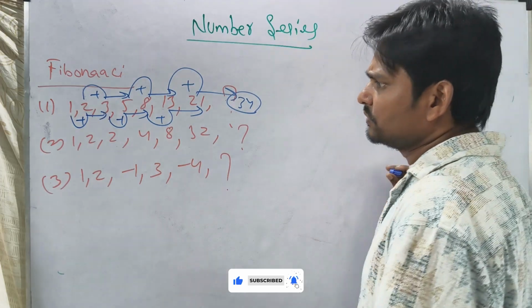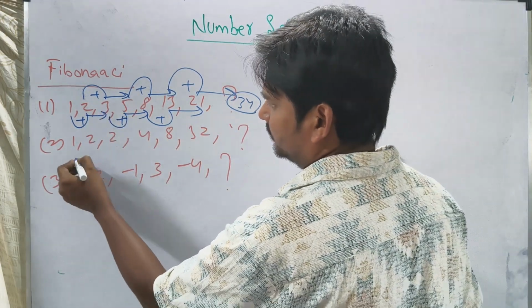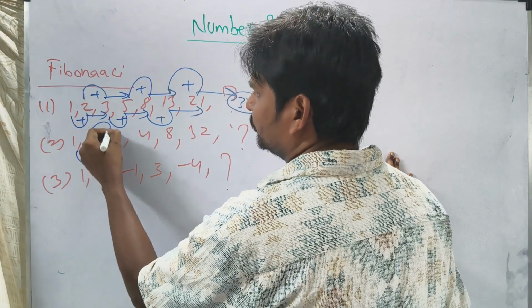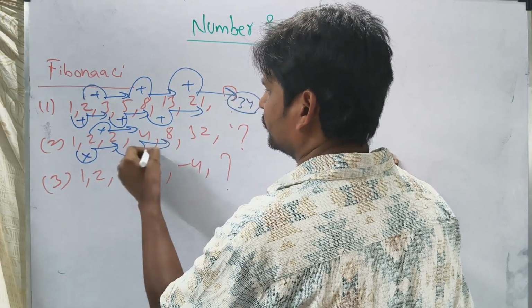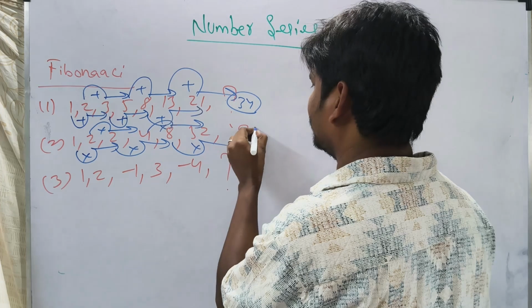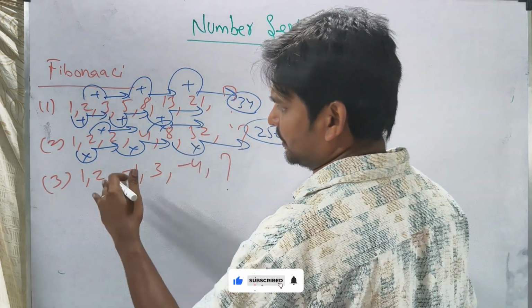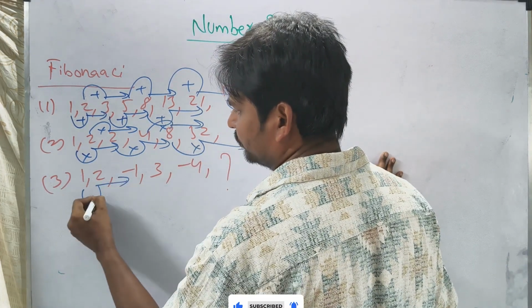Now same as, look at the second question. Here instead of addition, here product. 1 into 2, 2. 2 2s are 4. 2 4s are 8. 4 8s are 32. 8 32s are 256. Now based on subtraction, 1 minus 2, what?